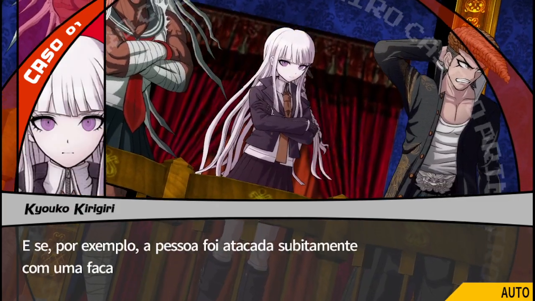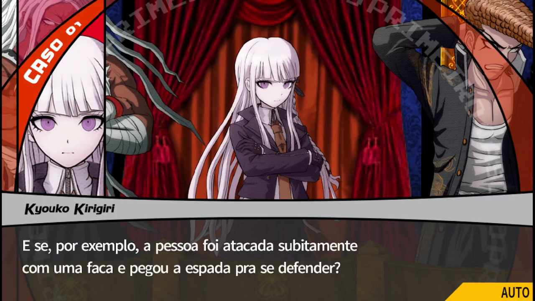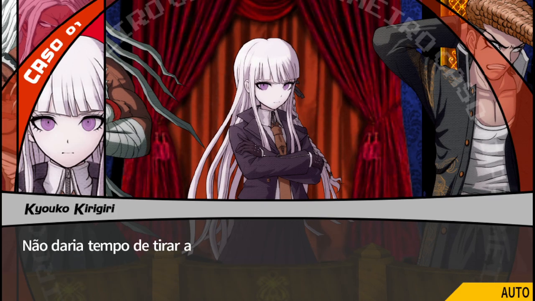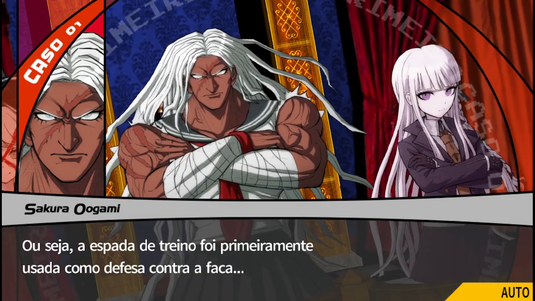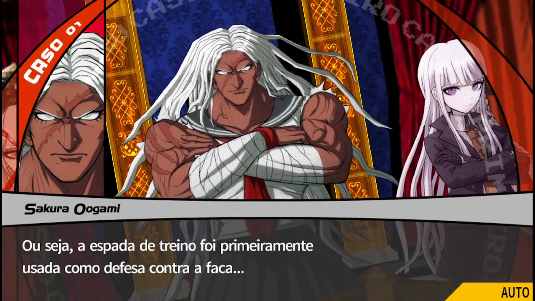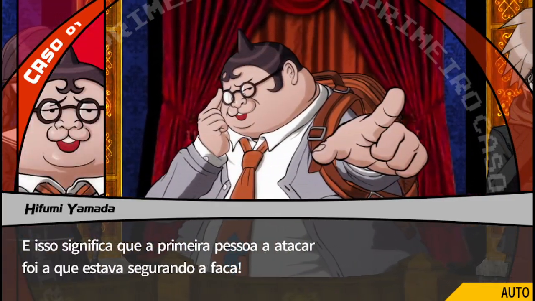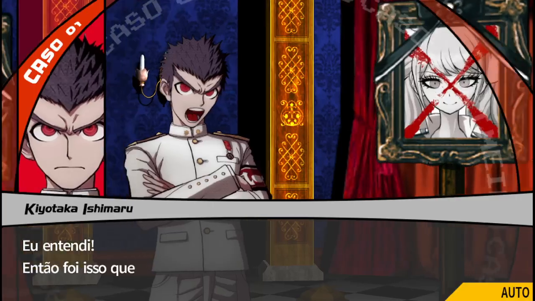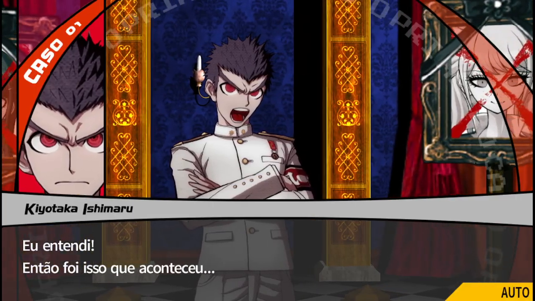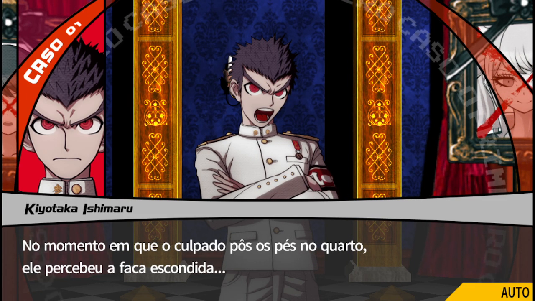If they got attacked with the kitchen knife, maybe they grabbed the sword as a defensive impulse. In that situation, there wouldn't be any time to actually unsheath the sword. So you're saying the sword was initially used to defend against an attack from the knife? Which means whoever had the kitchen knife was the one who attacked first. I think I get it! So here's how it all played out. The culprit came in, found the kitchen knife hidden there somewhere.